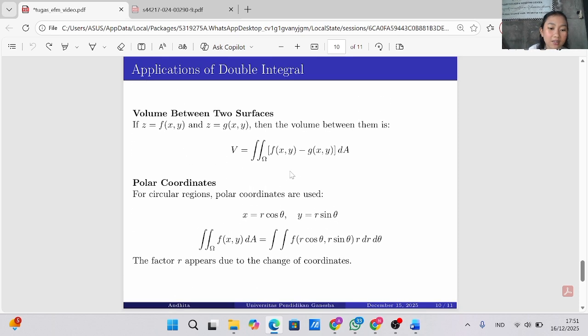Next, the polar coordinates. For circular regions, polar coordinates are used: x equal to r cos theta and y equal to r sin theta. The double integral over omega of f(x, y) dA equals the double integral of f(r cos theta, r sin theta) r dr d theta. And the factor r appears due to the change of coordinates.